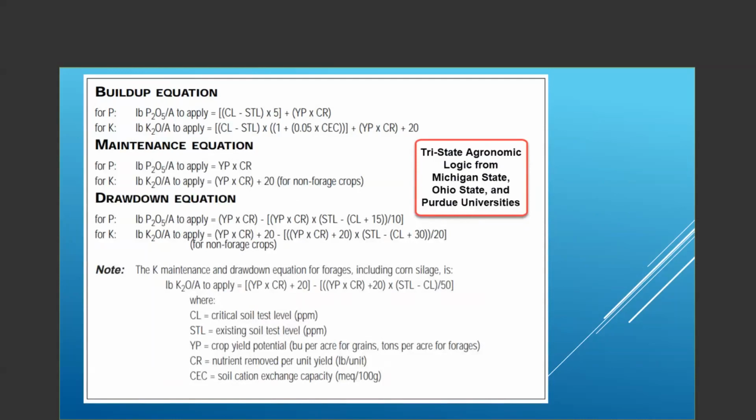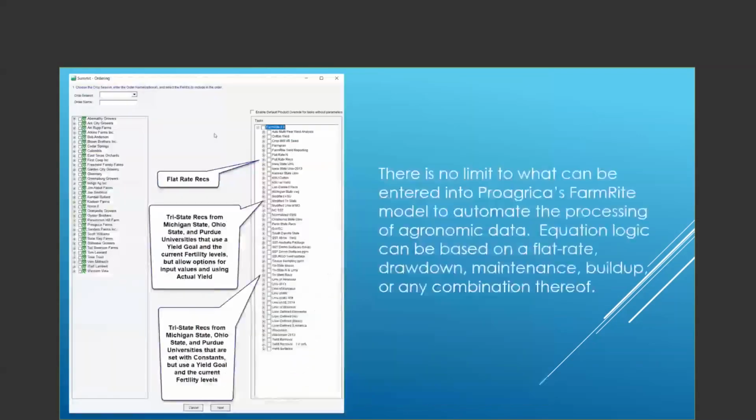The point of it is it's pretty straightforward because you have your current levels of your soil test, you have your critical levels, you have your existing soil test levels, the STL. The YP is just your crop yield potential, and the CR is the nutrient that's removed by the crop. So if I go back to this page, my point to you is simply this.